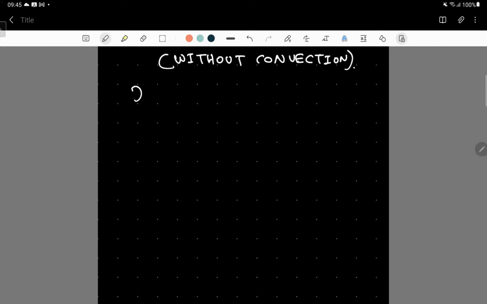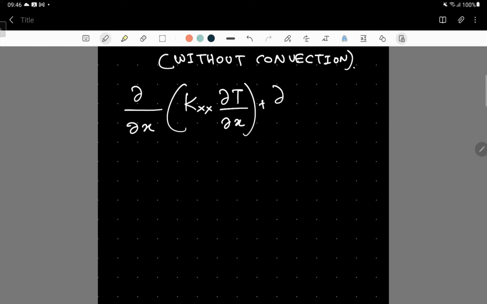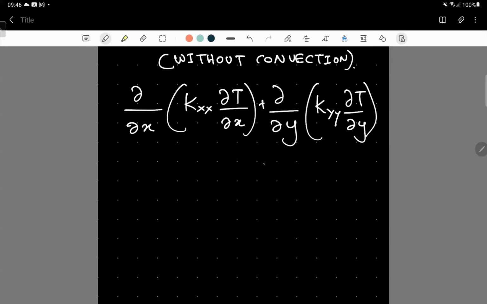It is nothing but an extension in the dimension. So heat conduction in the x direction. Now we have to consider the heat conduction also in the y direction. Let's assume that the thermal conductivities in the two directions are different. Let's say we have a different thermal conductivity in the y direction, so you can introduce a new term, delta T by delta y, that is the temperature gradient in the y direction.